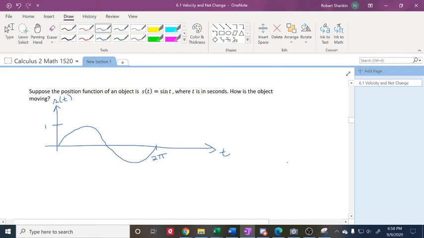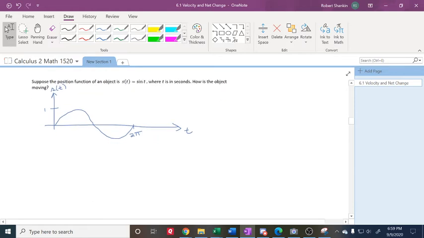All right. So, if I was in your position in this class, I probably would have answered the same way, that this is how the object is moving. But it turns out that this is wrong. The object is not moving like this, and let me explain. Suppose you drop something from a tall building.